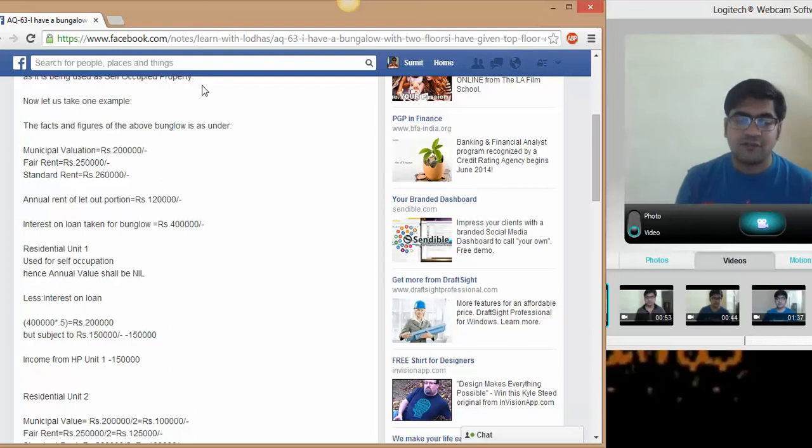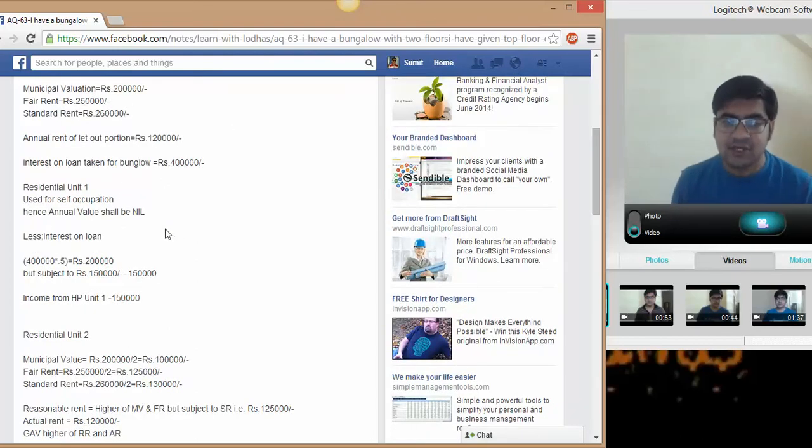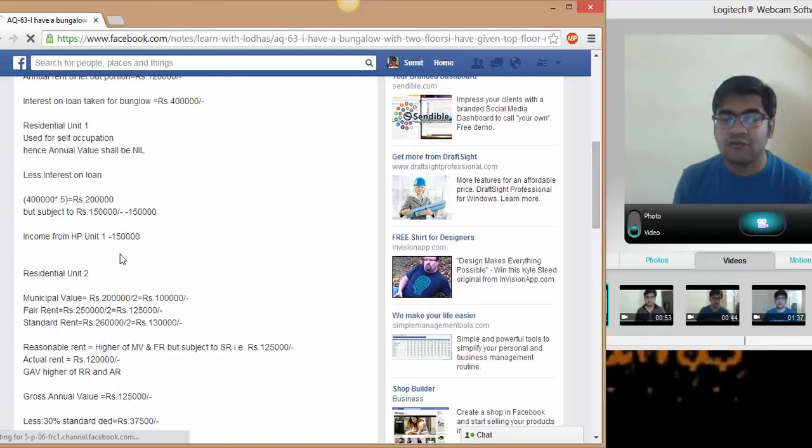First, let us go to residential unit 1. It is used for self-occupation, so the annual value shall be nil, and you get only the interest deduction. Out of 4 lakh interest, if both properties are of the same area or similar nature, I have taken half, that is 2 lakh rupees. But for self-occupied property you cannot claim more than 1 lakh 50,000 as interest. So interest is 1 lakh 50,000, and you have a loss of 1 lakh 50,000 from house property from unit 1.